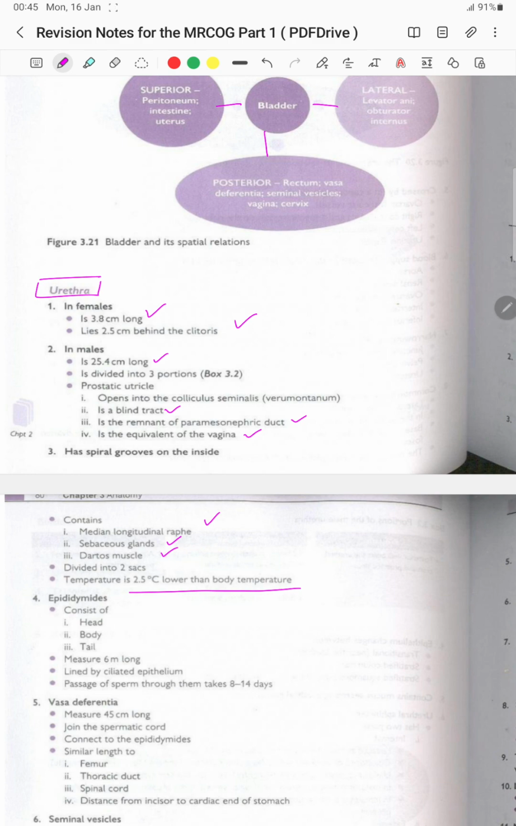Epididymis consists of the head, body, and tail. It measures 6 centimeters long, and it is lined by ciliated epithelium, and the passage of the sperm through it takes 8 to 14 days.